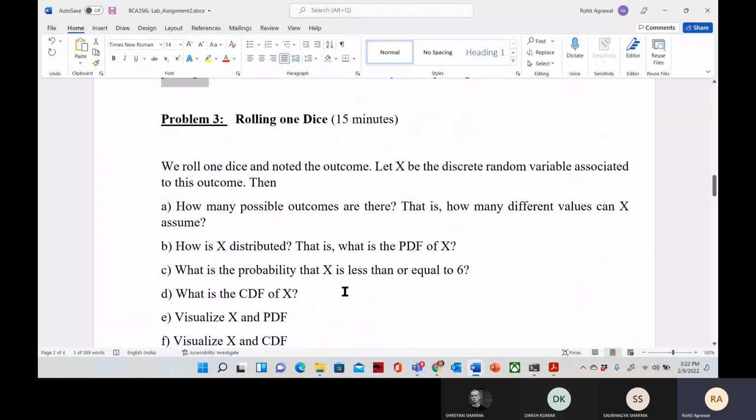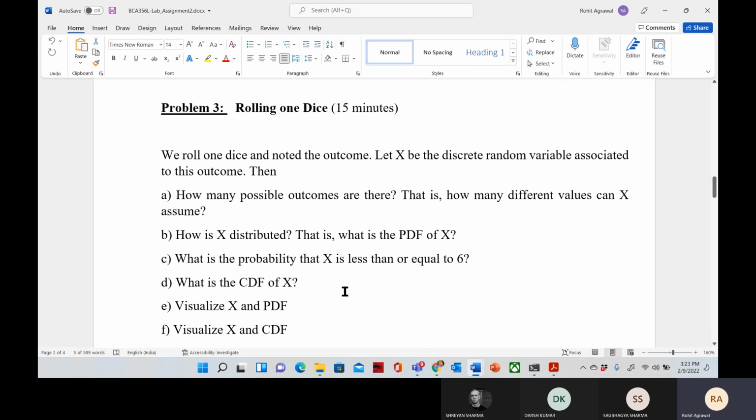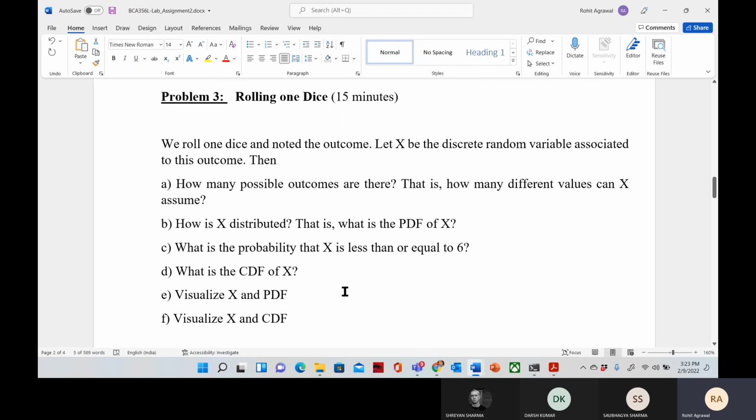Now the third question is very interesting. It will give you the feeling of real data, because till now we have taken user-defined data, some random data using the numpy arange function. Now we are having some real values. Keep in mind, look at the question carefully, because the three questions are interlinked. So we roll one dice and note the outcome.